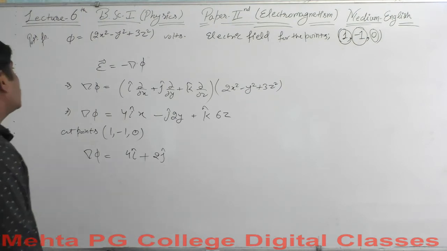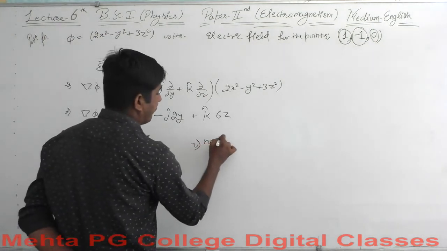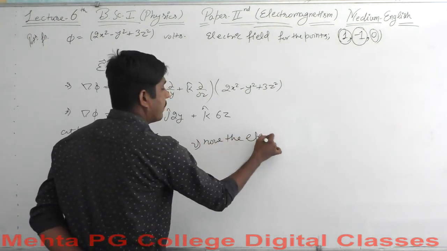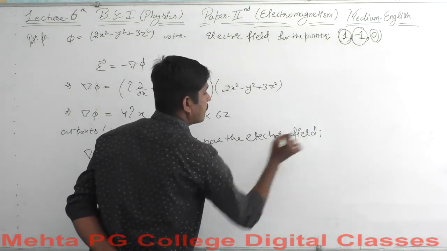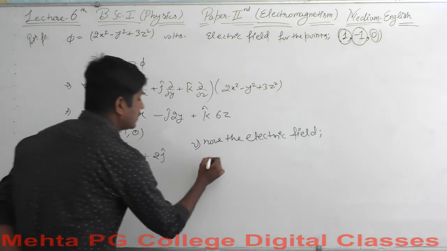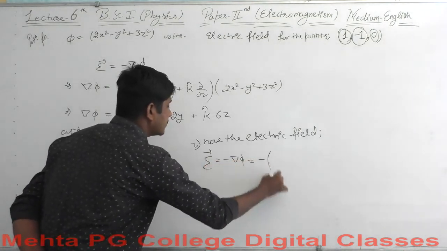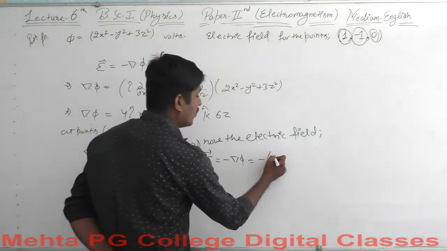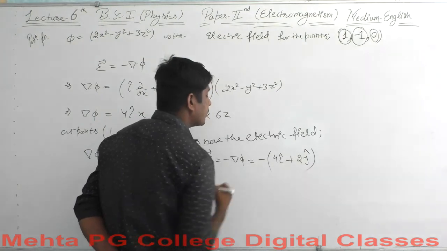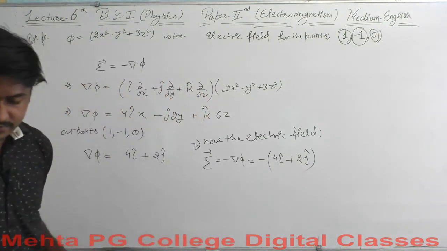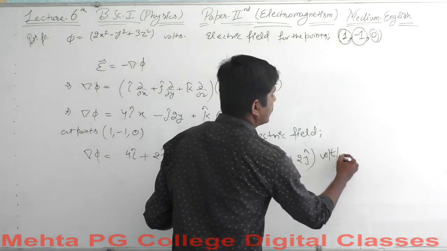So, what will be the value of electric field now? The electric field E is equal to minus del phi is equal to minus 4 i cap plus 2 j cap. So, this is the value of electric field which you are supposed to calculate, and this will have unit volt per meter.